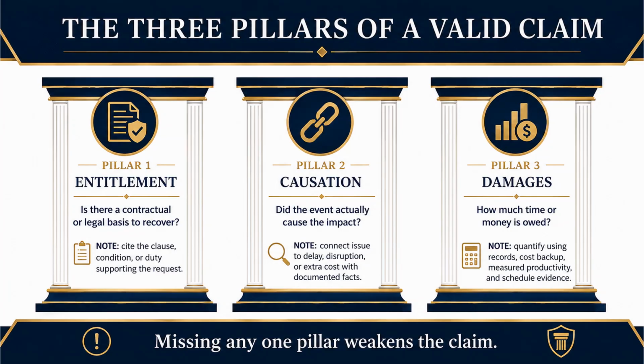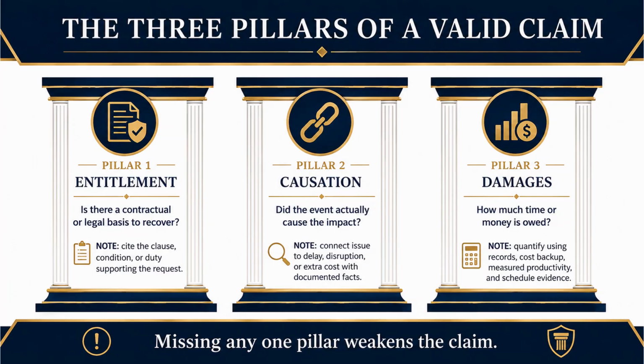Pillar 3, damages. How much time or money is owed? This is the number. Even with a clear right and clear causation, you have to quantify what you're owed and quantify it credibly. The note. Quantify using records, cost backup, measured productivity, and schedule evidence. A number with no backup gets thrown out. The number has to be built from documentation.